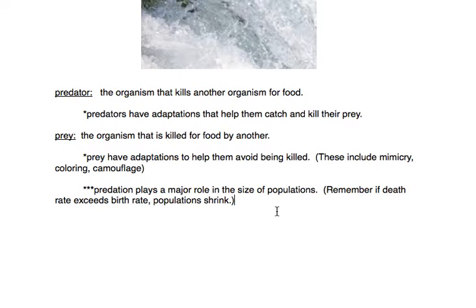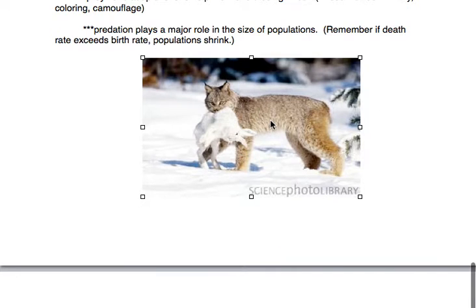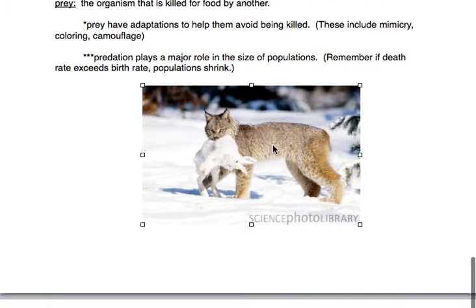And I want to give you an example here. Here we have a hare that has been killed by a lynx. So in this example, again, the predator is the lynx and the prey is the hare.